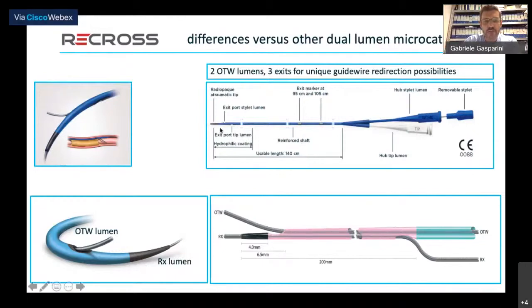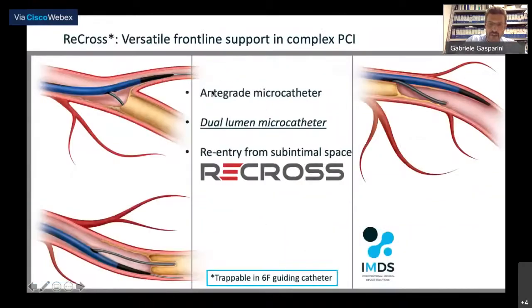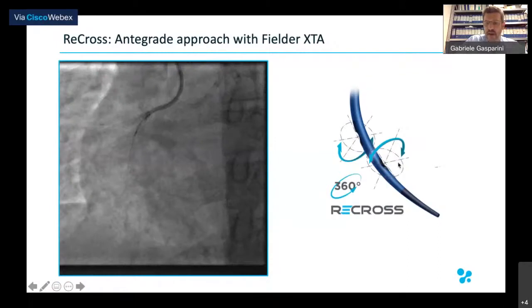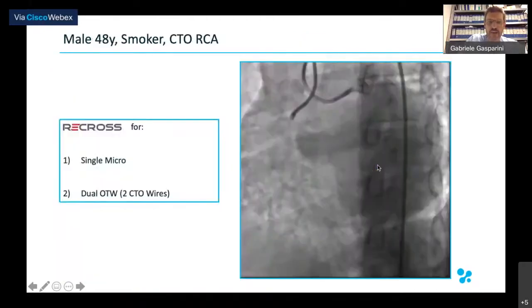In this case, we have two different exit ports that are located at a distance of 180 degrees. So if you rotate the microcatheter and you have the availability of two different lateral exit ports, you can use this device in 30 to 60 degree steps. Like in this case, this is a very clear picture of this concept. So this is the second main technical feature of this device that could be very useful in case of CTO PCI.